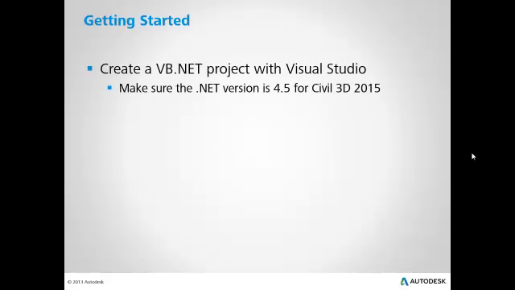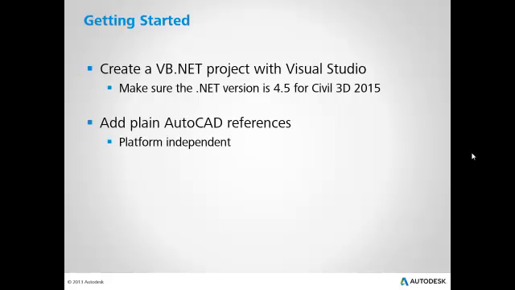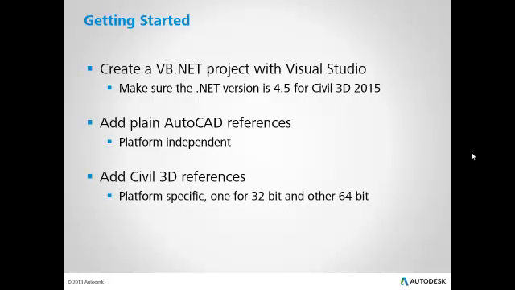First, we need to create a VB.NET project with Visual Studio. For Civil 3D 2015, we have to select .NET version 4.5. Then, we need to add reference to AutoCAD. Finally, add the Civil 3D references. Once we add the Civil 3D references, the application will be 32 or 64 bit specific. As you know, Civil 3D 2015 is 64 bit only, so there is no problem here.